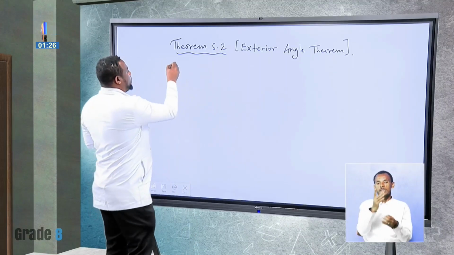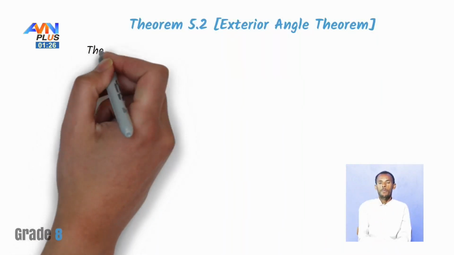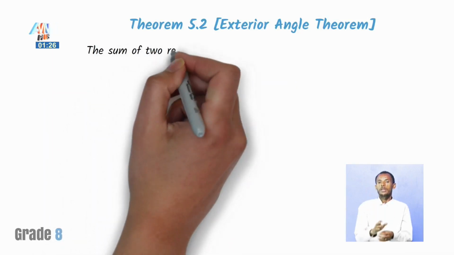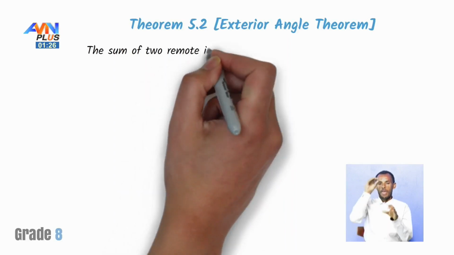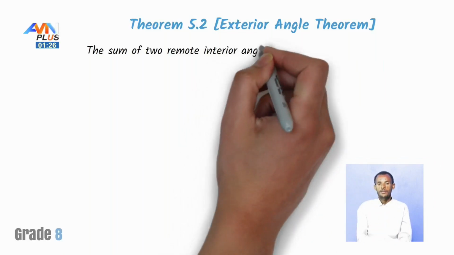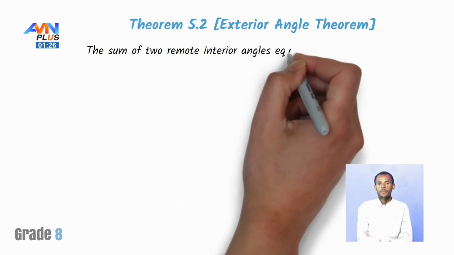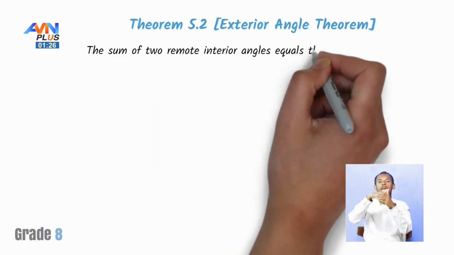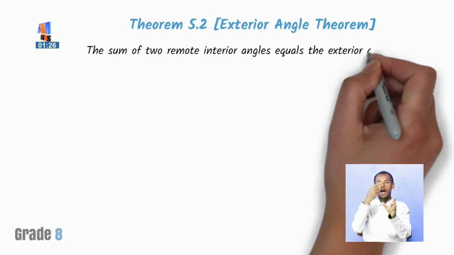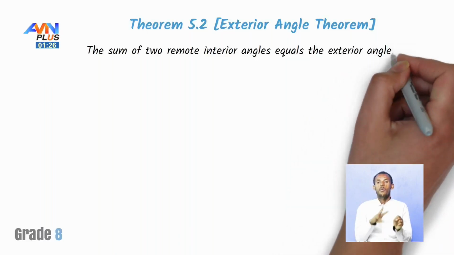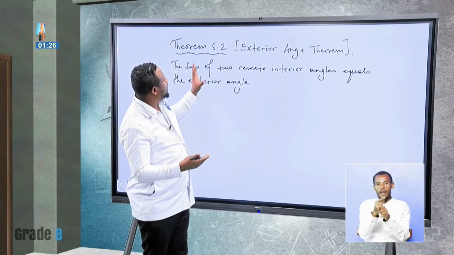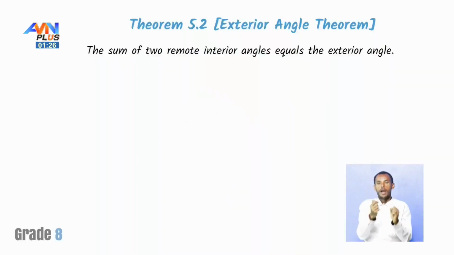The sum of two remote interior angles equals the exterior angle. Okay? So we can paraphrase this statement geometrically. Okay? Geometrically, this theorem can be expressed in this way.